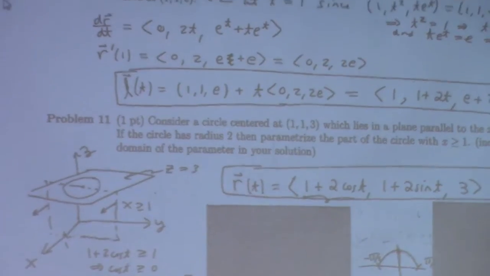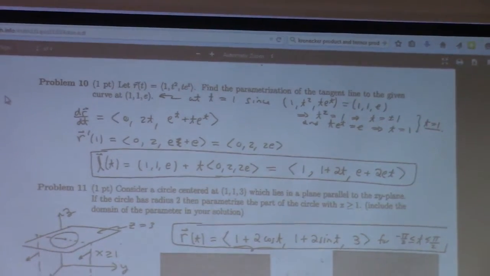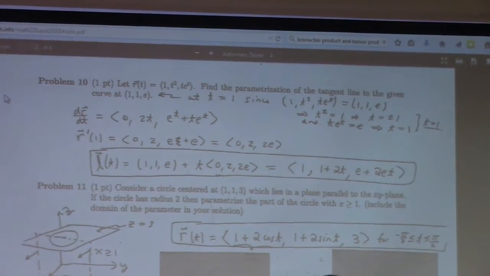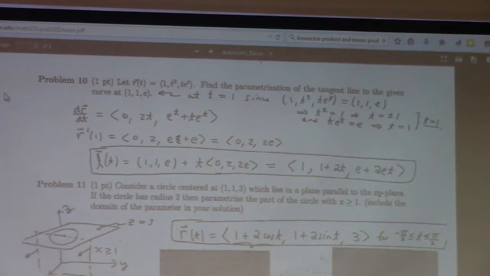So here you're asked to find the parameterization of the tangent line to the given curve. So, how do you find the parameterization of a tangent line? Eventually, I'll remember to get the right thing.